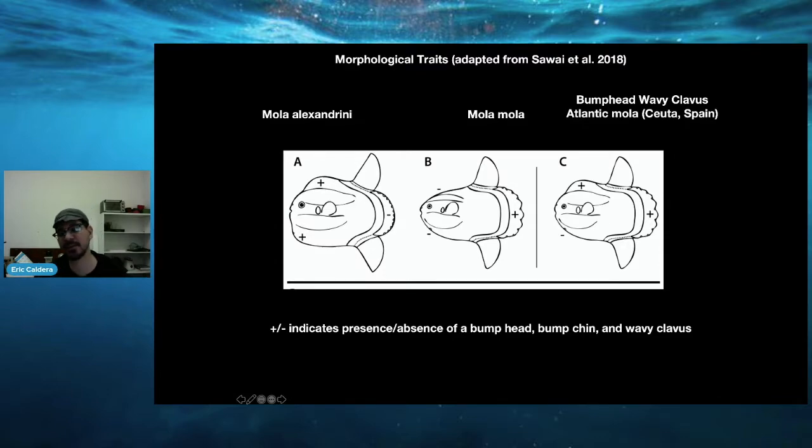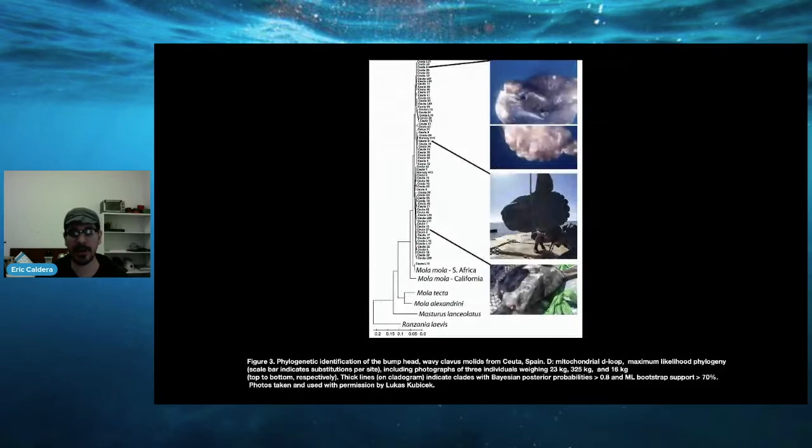So to sort of resolve where this bump head individual is sitting, we reconstructed the phylogeny using these D-loop sequences, and we get a nice clean result, showing how robust these sequences are, where we get this bump head Spanish population falling out really nicely with the Mola clade, definitely not falling out with alexandrini. So a really clear result there.